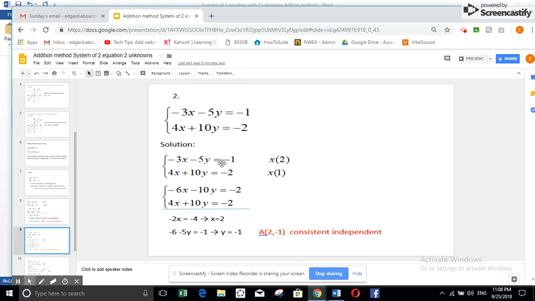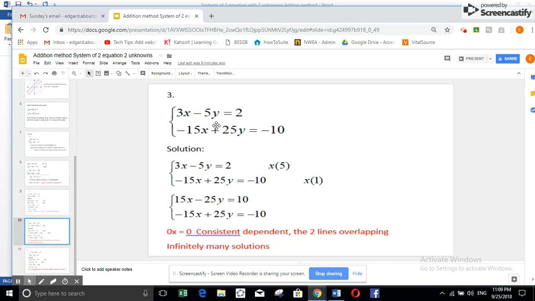So if I multiply the first one by 2, I'm going to get minus 6x minus 10y equal to minus 2. And the second one as it is. If I add, as you can see, I'm going to cancel minus 10y and 10y. So I'm left with minus 2x is minus 4, so x is 2. If I replace x is 2 in either equation, you may get y is minus 1. So the point of intersection of these two lines is a point A whose coordinates are 2, minus 1. So it's called consistent independent.